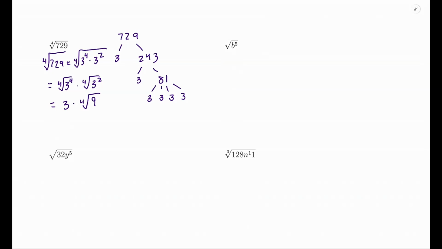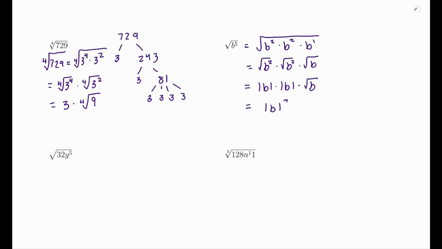So that's how we do it with numbers. Now, the next example, the square root of b to the fifth. Well, this is already in factored form. So I know b to the fifth is b squared times b squared times b to the first. So then I'm taking the square root of that, which is the square root of b squared times the square root of b squared times the square root of b, which is the absolute value of b times the absolute value of b times the square root of b, which is the absolute value of b squared times the square root of b.